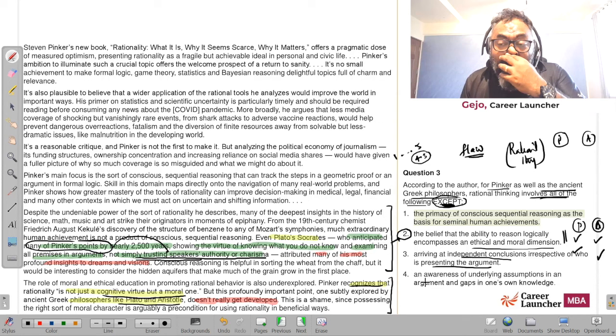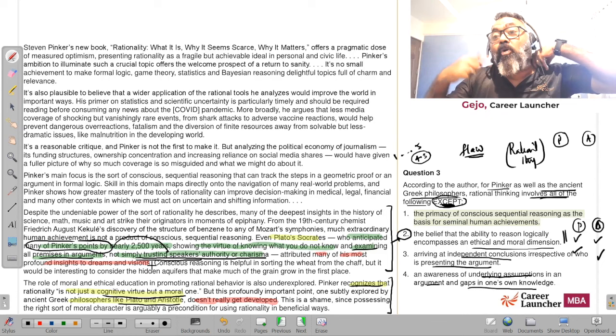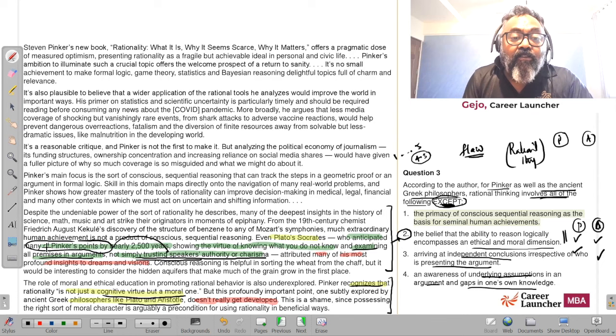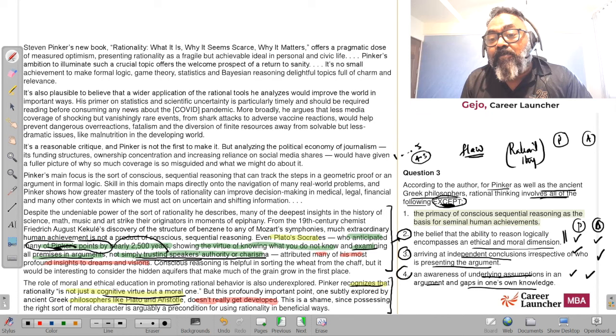And four says awareness of underlying assumptions in an argument and gaps in one's knowledge. It is mentioned: examining all premises in an argument, which means all the evidence. So looking at everything, including assumptions, which in one way are unstated premises. So this is true. Given that these are many of Pinker's points, these two are fine. So you actually have to navigate these three based on a few things that are mentioned.